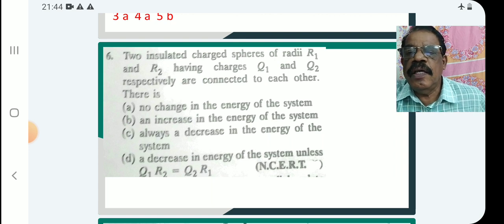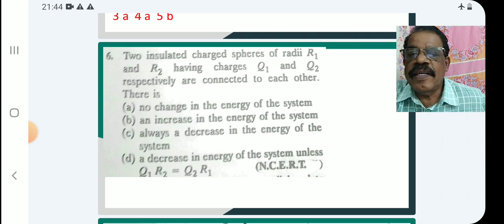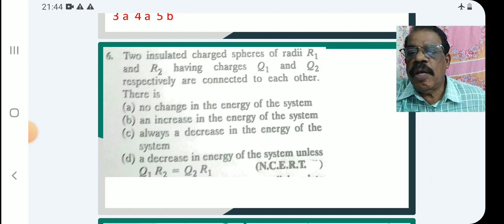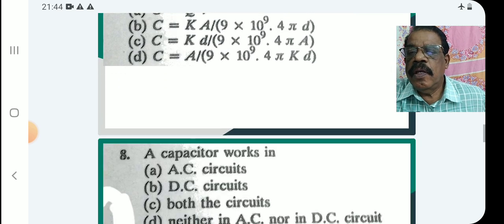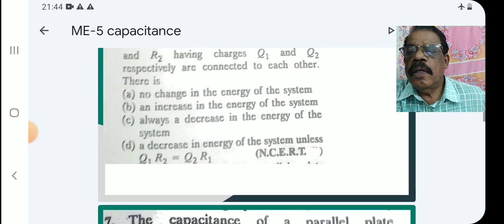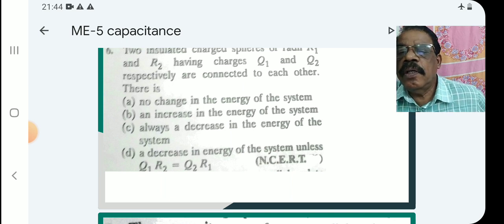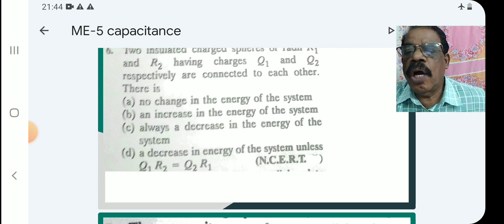No change in the energy of the system, or increase in the energy of the system, always a decrease in the energy of the system, decrease in energy of the system unless Q1 R2 is Q2 R1. We can see the answer, 6, answer D. There is a decrease in energy of the system unless Q1 by Q2 is equal to R1 by R2.